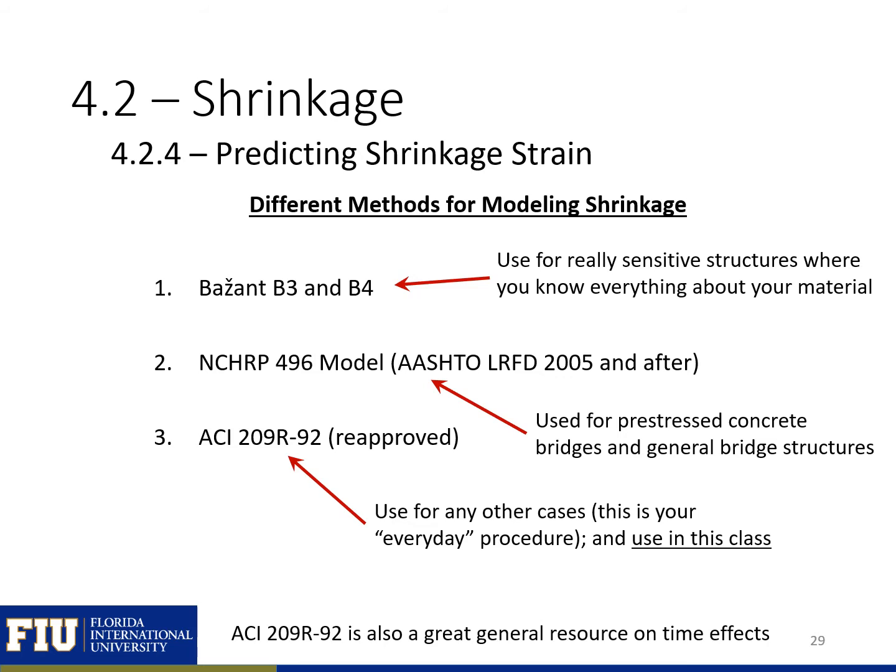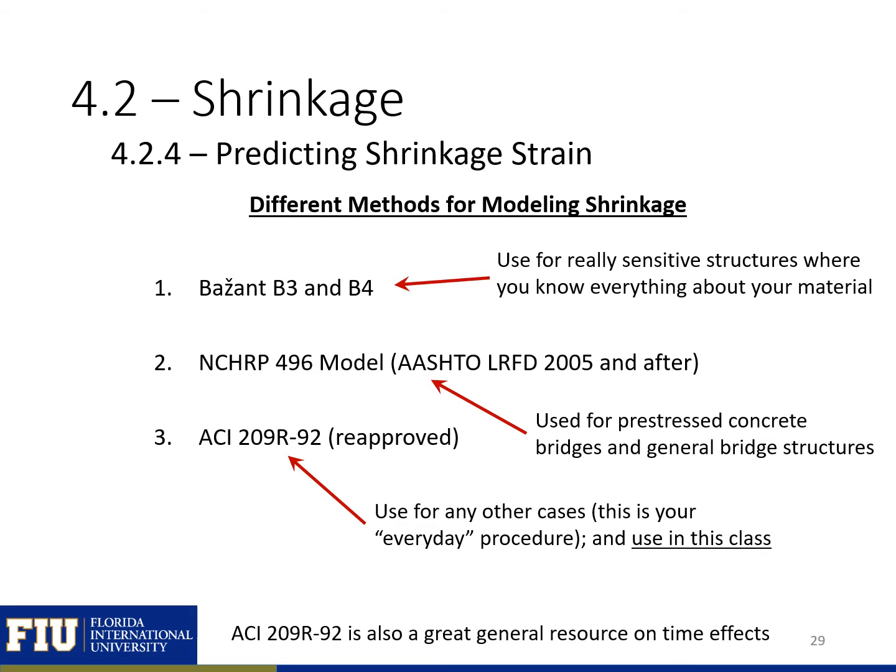There are several different methods for modeling shrinkage. We have a couple different models from Bažant, the B3 and B4 models. These are mainly used for really sensitive structures where you know a lot about your materials.